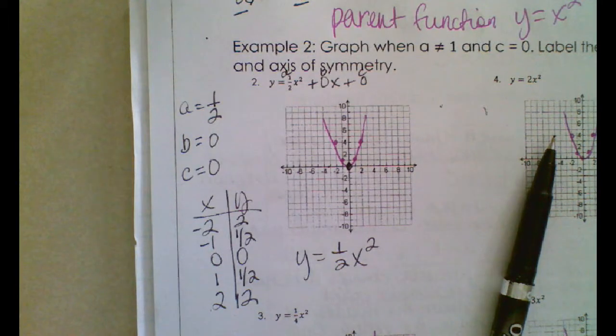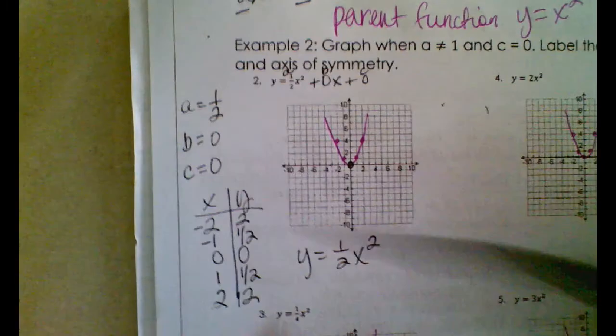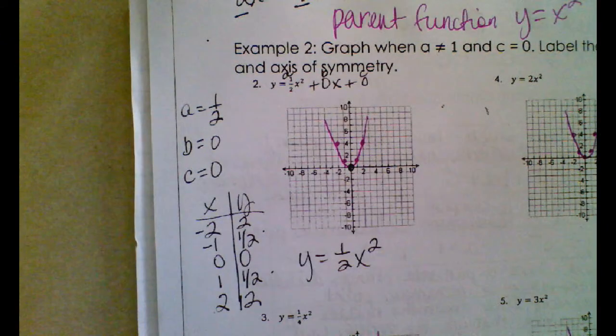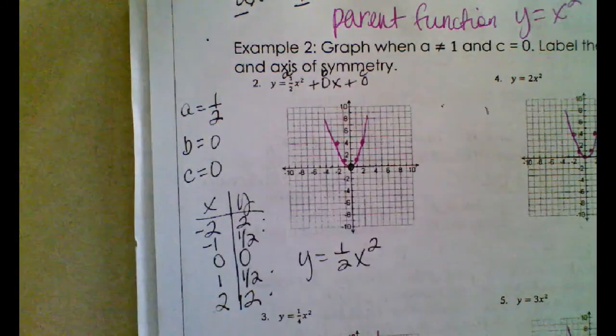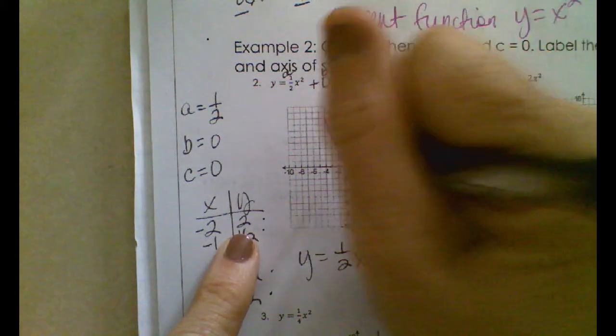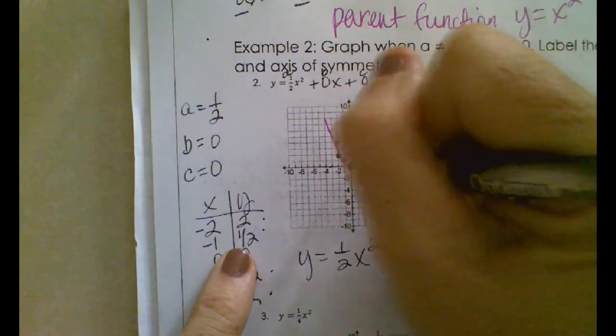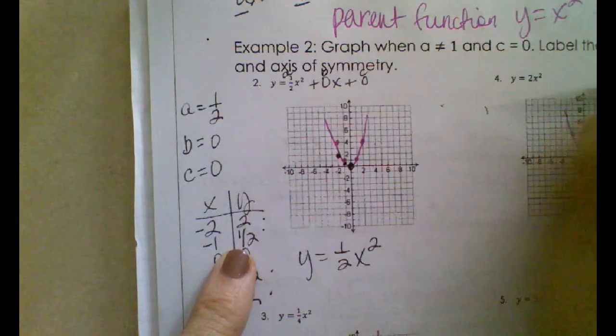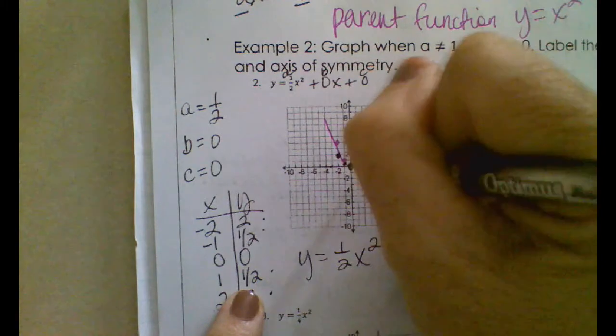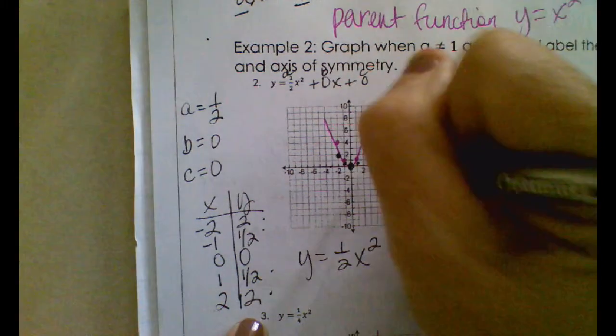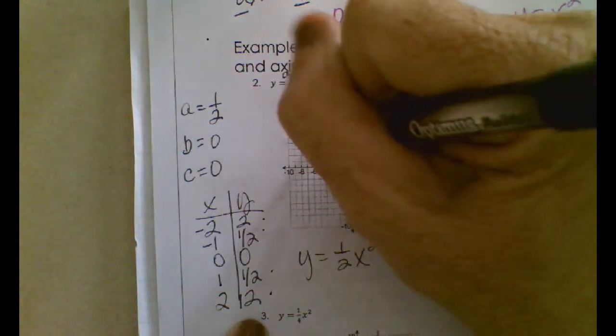What do you notice about my output when I scooched out 1 above and 1 below? Was it the same or different? Same, right? I got 1/2 each time. What about when I scooched out 2 in either direction? Same, right? Your output in a parabola should be matching pairs of outputs all the way up or all the way down. If you're getting 1 and then you get some really weird number the other direction, check your negatives, check your signs. That's usually the issue. So let's graph that. Negative 2, 2; negative 1, 1/2; 0, 0; 1, 1/2; and 2, 2.